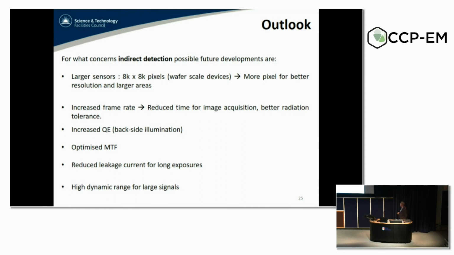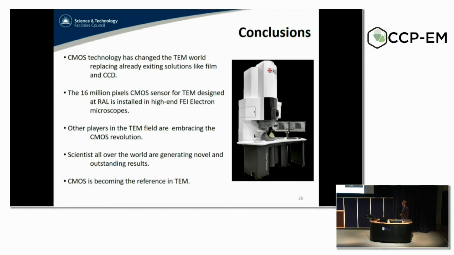I put some notes here concerning indirect detection, because some of these CMOS sensors can also be used with a scintillator, like the CCDs. In the presentation this morning, the CETA sensor from FEI was mentioned. That is exactly what it is all about. And you can see that we're going more or less in the same direction. So increased frame rate seems to be a recurring theme.